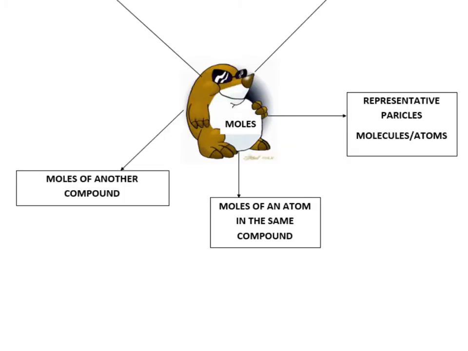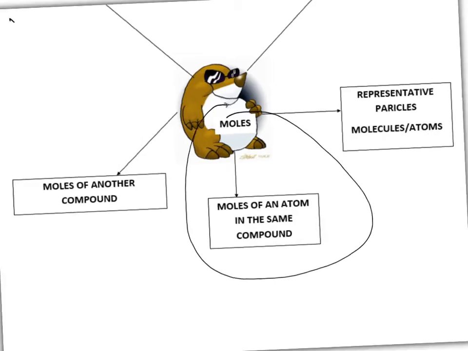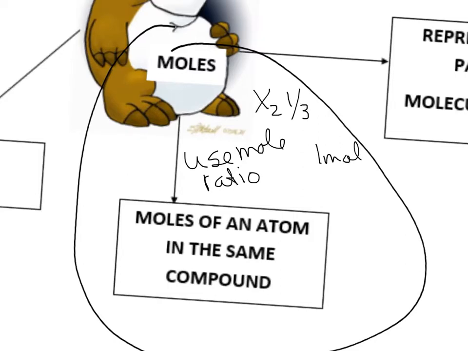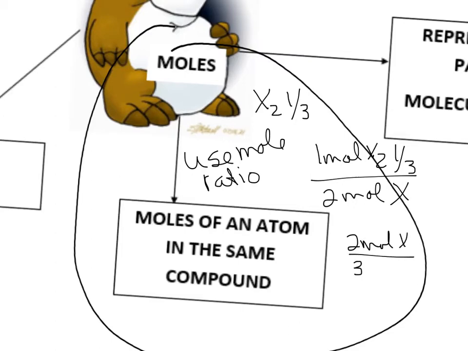So we're going to add to your mole guy, and we're going to be working right here: moles of an atom in the same compound. So I'm going to make it a little bigger. If we're going from moles to moles, we would use a mole ratio, just like we just did. If we have X2Y3, 1 mole of X2Y3 makes 2 moles of X, or 2 moles of X would be 3 moles of Y. And you could flip both of those. You could put either thing on top or bottom. It depends on what you start with.